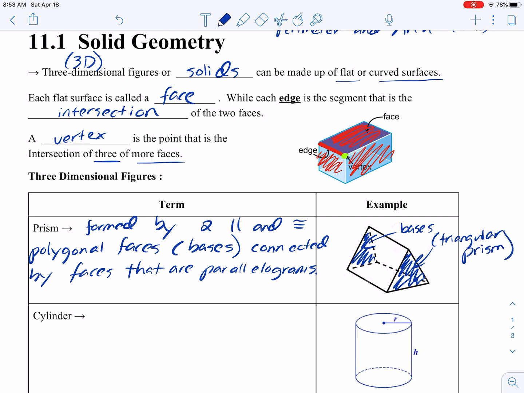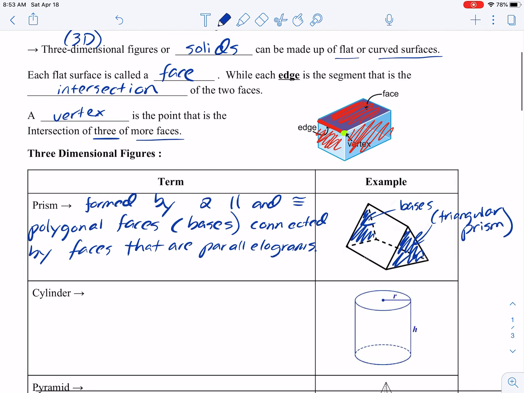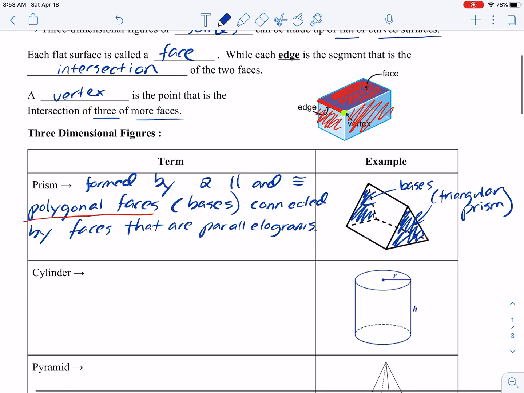If the two bases were a square, we would call it a square prism. If the two bases were a pentagon, we would call it a pentagonal prism. And you'll see examples of that on the next page. But those faces that are parallel, they can be any type of polygon. Okay? For a cylinder, hopefully you notice the two bases are now just circles. So our two bases are these two circles.